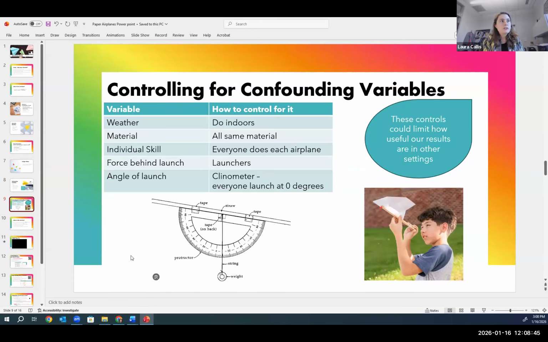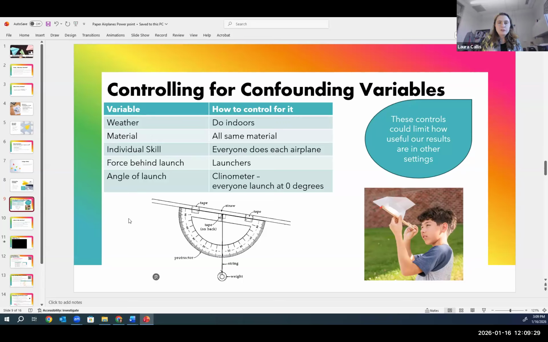So when we talked with students, we came up with some ideas for how to address some of these potential confounding variables. Because the weather could impact it, we were going to do it indoors. To control for the material, we're going to use all the same type of material on all of the paper airplanes. For individual skills, some people are good at throwing paper airplanes, some people are not. What we're going to do is we want those different groups of the types of airplanes to all be the same. So each person is going to throw each type of airplane. That way we can see that the overall skill level in each group is kind of the same, right?